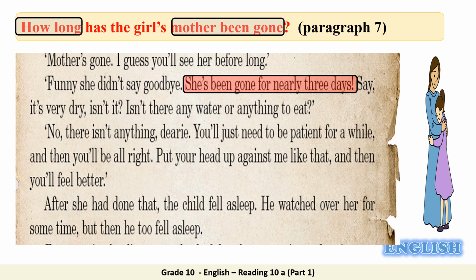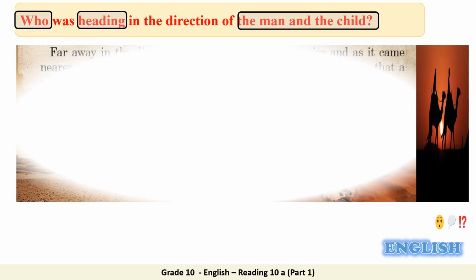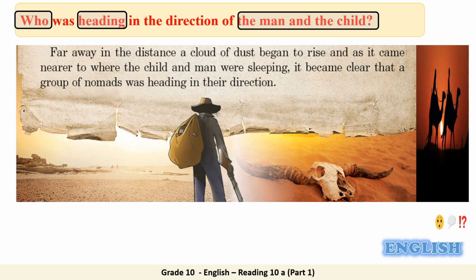Let's take another question. The last question is, who was heading in the direction of the man and the child? Notice here the keywords of the question. Heading, the man and the child. Now, you can find the answer in the last paragraph. Please pause the video for a while. Try to find the answer.